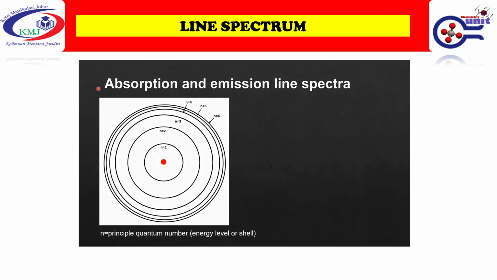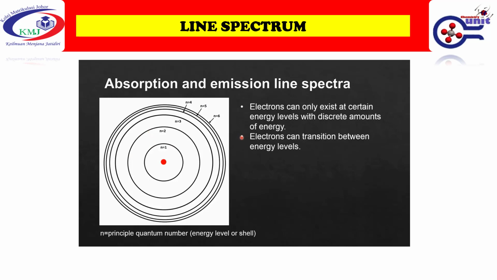In this video, we're going to look at absorption and emission line spectra. So we'll start with a quick review of the Bohr model of the atom. The protons and neutrons are located in the nucleus of the atom, and the electrons are located in energy levels or shells around the nucleus. Electrons can only exist at certain energy levels with discrete amounts of energy. So an electron can occupy energy level 1 or energy level 2, but not in between energy level 1 and 2. The next point is that electrons can transition between energy levels.